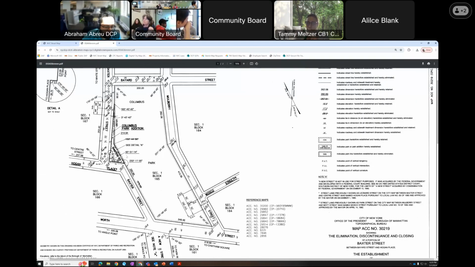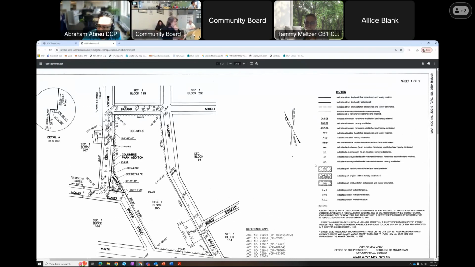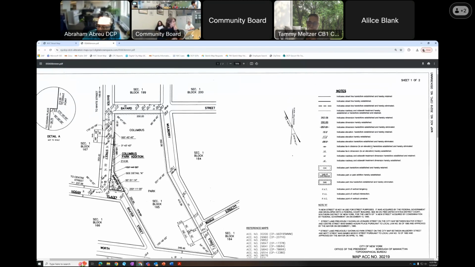Whenever you see something underlined like this, that's something that's new. So Columbus Park addition, that's new, so it's underlined. If you see something crossed out, intuitively that means it's being gotten rid of. They should have all of that here to look at.